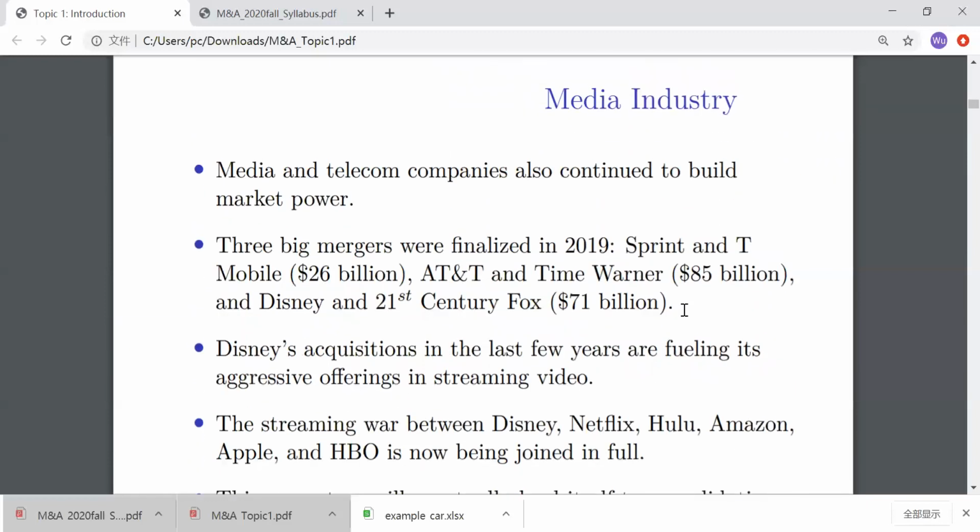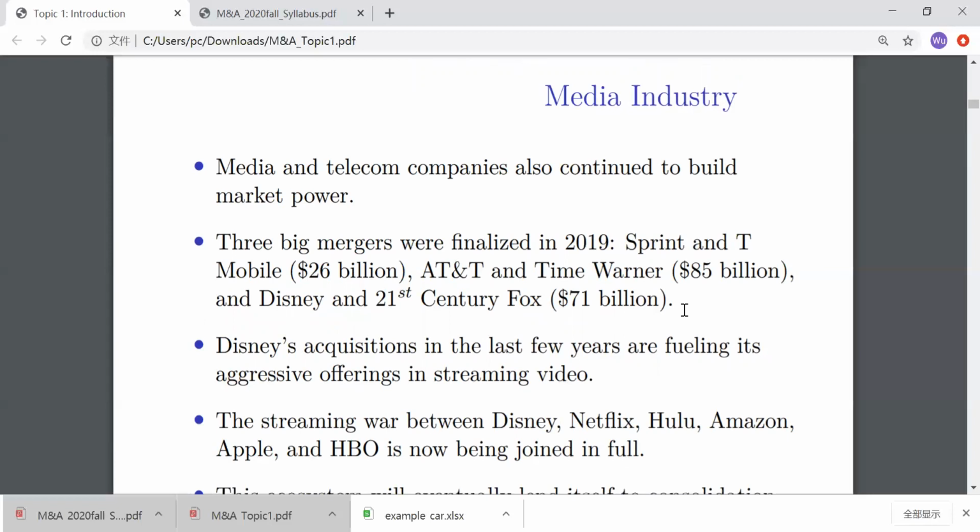Now, when we look at the media industry, it's a similar spirit. Media and telecom companies also continue to build market power. In 2019, there were 3 big mergers that were finalized or completed. Remember, when we say a merger was announced, that's different from a merger was completed. In many cases, public companies first announce they're going to merge, then it takes a year or two to complete the merger, because there are many restructuring and integration processes after the merger acquisition. So that's why there's a lag of 1 or 2 years between the merger announcement and the merger completion.